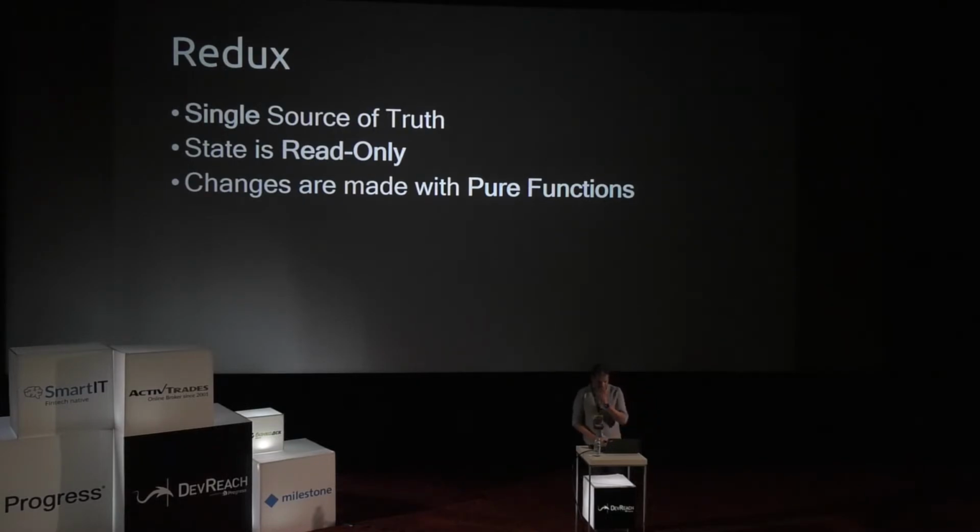And all of the changes to the state are made with pure functions. So a pure function comes from mathematics, but in simple terms, it's just a function that has the following properties. The return value of a pure function is the same every time it's invoked with the same input values, and it does not mutate the outside state. It does not depend on global variables which are outside of its scope. And that's a very important concept to remember when we deal with Redux.